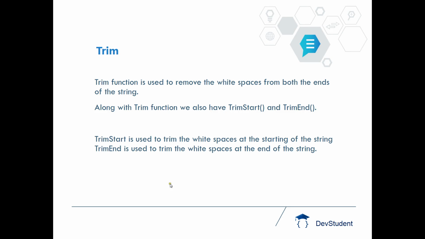If you want to remove white spaces from a string, you can use Trim, TrimStart and TrimEnd methods. The Trim function is used to remove the white spaces from both the ends of a string. Along with Trim, we also have TrimStart and TrimEnd. TrimStart is used to trim the white spaces at the starting of a string, whereas TrimEnd is used to trim the white spaces at the end of a string.